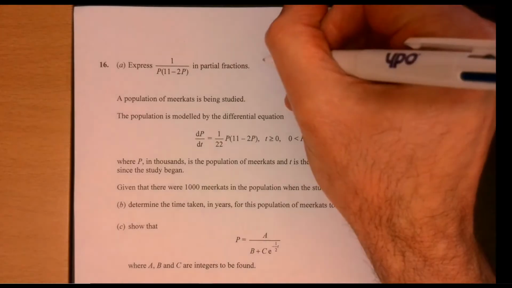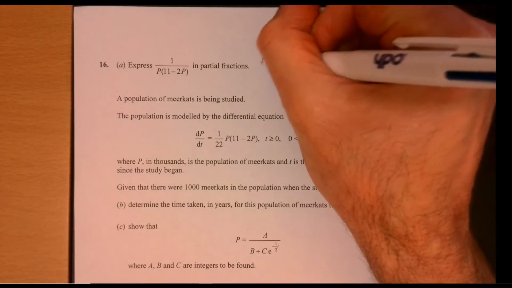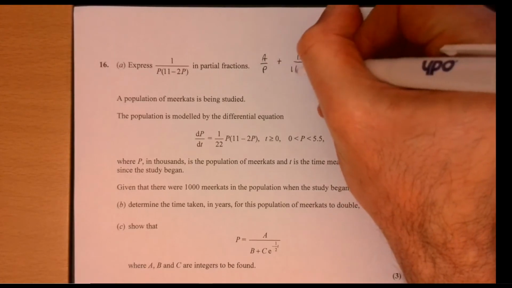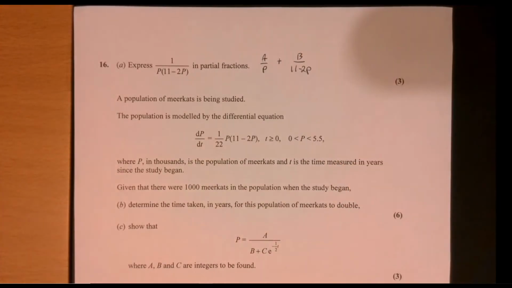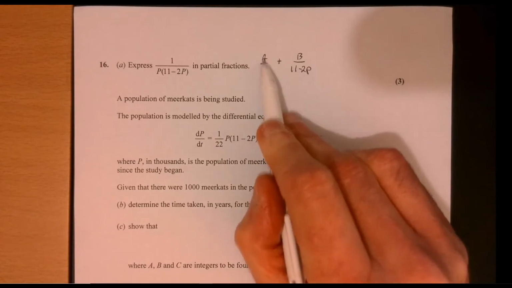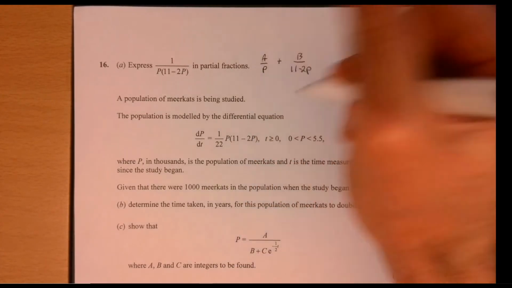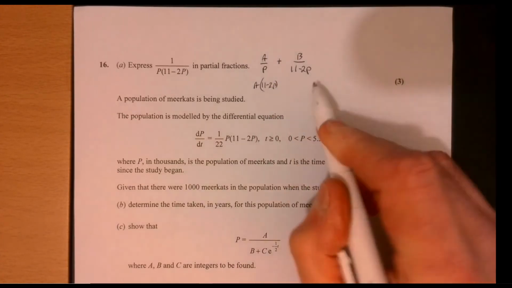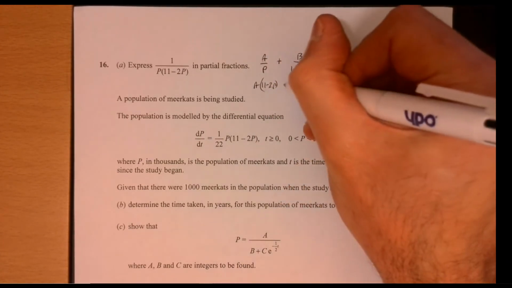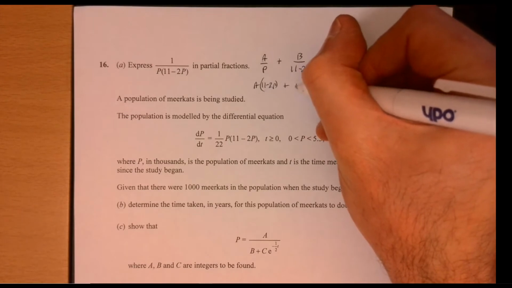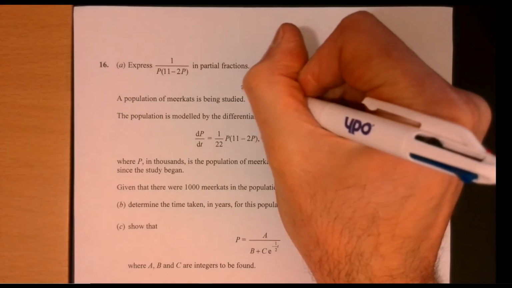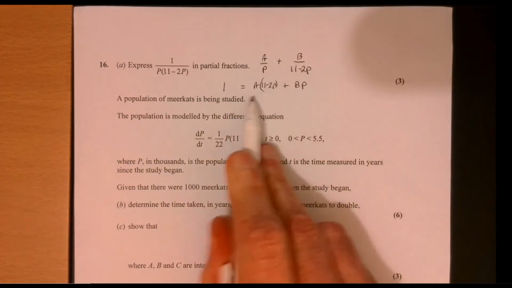Right, question 16. So we need to start off, we need to write this as partial fractions. When we do partial fractions, just think about, right, I can multiply this one top and bottom by 11 minus 2p. So I've got 11 minus 2p. I'm multiplying this one top and bottom by p. So we've got Bp. Oh, right, Bp. Right, and then that equals 1.